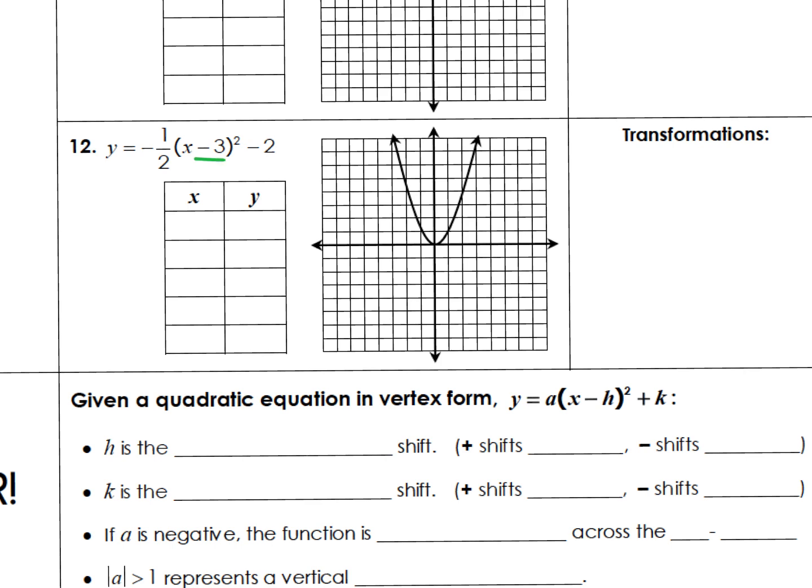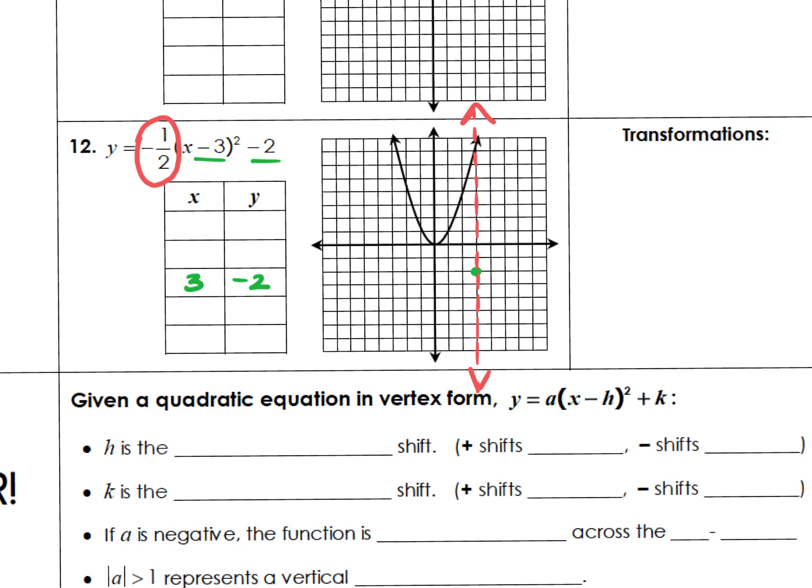A +3 and -2. So 3, -2. So 1, 2, 3, 1, 2. So that's your vertex. I like to put the axis of symmetry in right away. It just helps you see where you're going to flip things. So there's your starting point.